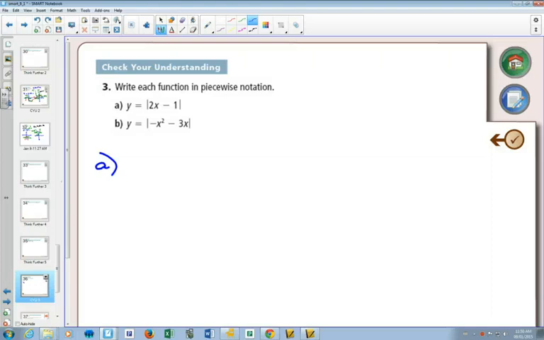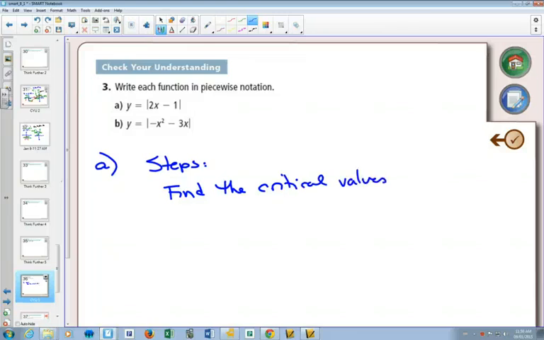So here's A, y equals 2x minus 1. In order to write something in piecewise notation, we first write out some steps. We need to find the critical values, which are the x-intercepts.